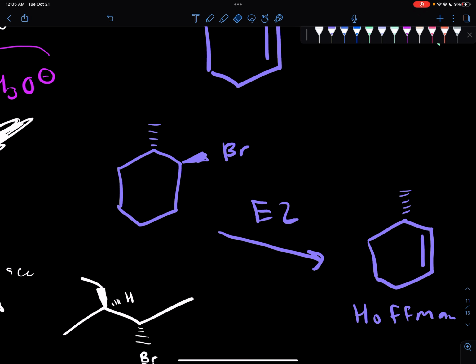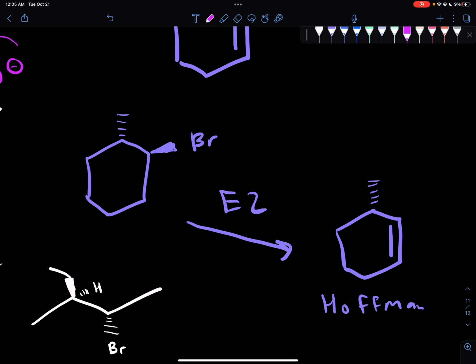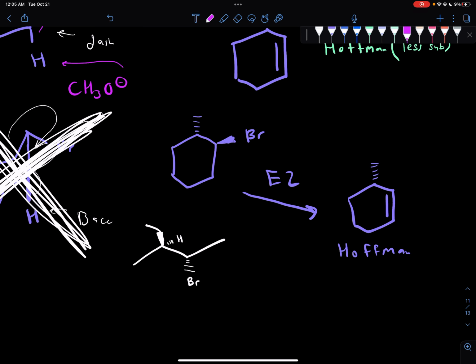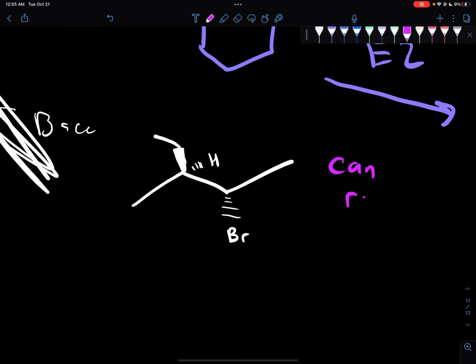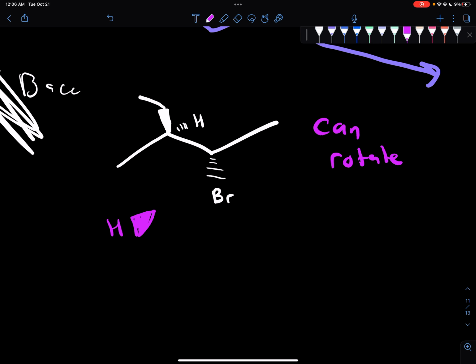If you look at the ring, we're forced to do the Hofmann or the Zaitsev, depending on the situation, because you can't rotate. But when it comes to these non-rings, these acyclic molecules, you can rotate. So essentially, I can rotate this such that I can make my H on a wedge. I'm going to give you the short way. Forget the long way, because visualization is annoying.